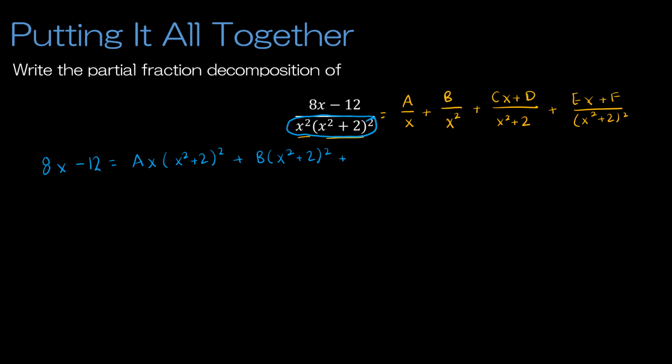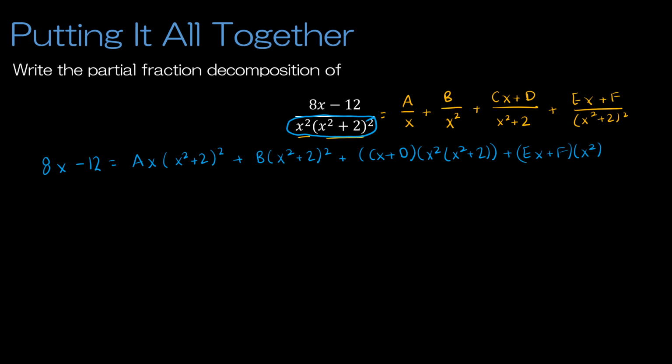My third fraction, one of the x squared plus 2's would cancel. That would leave me with cx plus d, and then x squared and an x squared plus 2 to the first, and then an ex plus f times just x squared. So that's the next step.